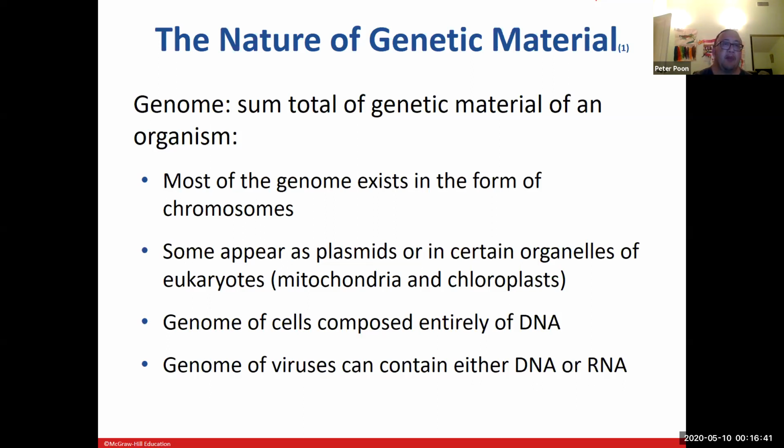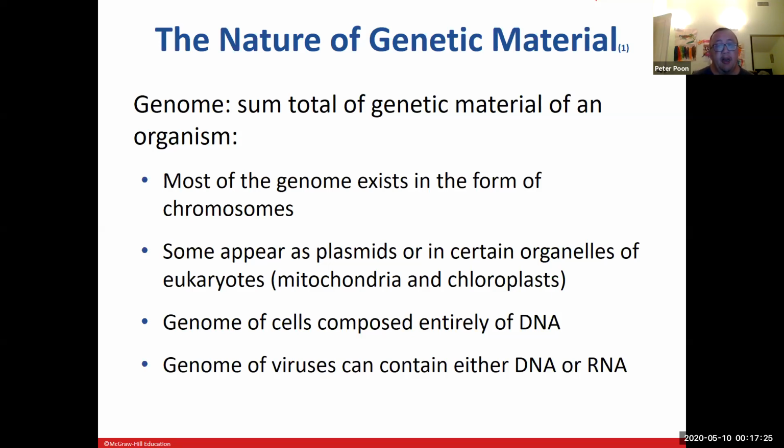The genome is the sum total of genetic material of the organism, so all your genes. Most of the genome exists in the form of chromosomes, but not all of it. Some appear as plasmids or in certain organelles. Mitochondria and chloroplasts have their own DNA. And remember I said the bacterial chromosome is circular? The mitochondrial and chloroplast DNA are circular, which is one of the reasons that we know that mitochondria and chloroplasts were once free living bacteria that we kidnapped.